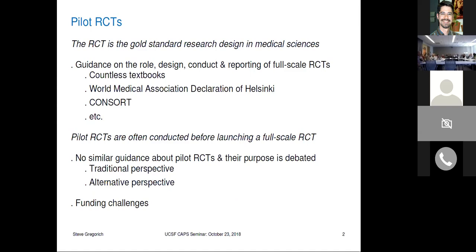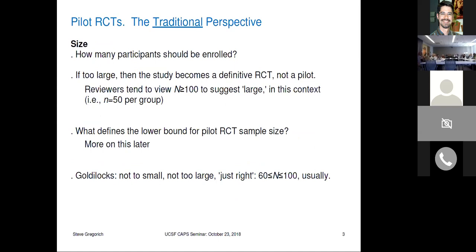And essentially, kind of organically, there's a traditional perspective, the traditional NIH reviewer perspective, and an alternative perspective. And when you're writing proposals, it's good to be aware of both, because you're going to need to make your case. So the traditional perspective: how big should a pilot trial be? Well, if it's too big, then reviewers will tell you it's a definitive trial. And if it's too small, they'll say, well, it's kind of irrelevant.